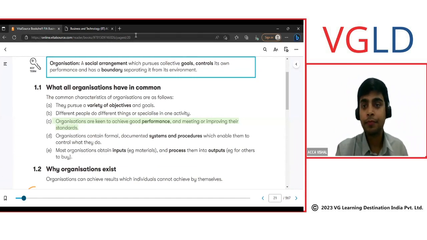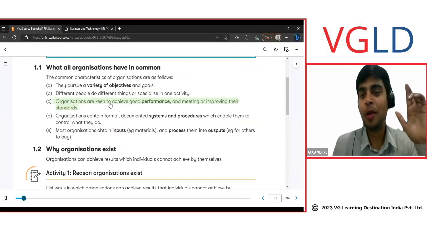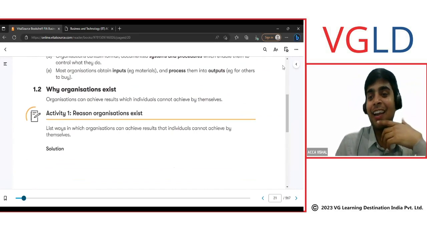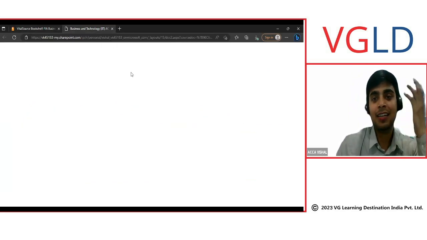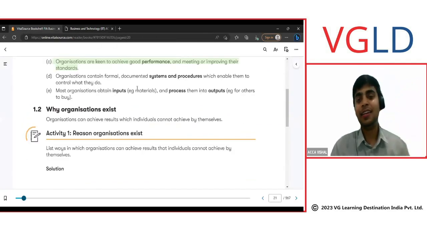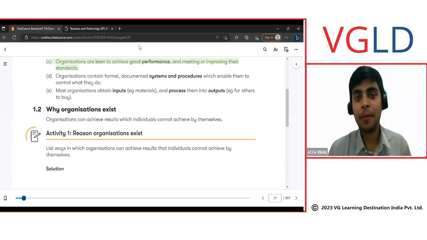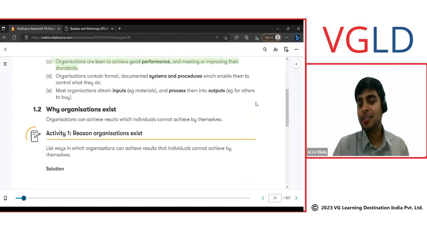Anyone? Okay, I'm just moving it. I'm crossing my fingers that now my PPT is starting. Okay, why do organizations exist? Can anyone tell me? Why do organizations actually exist? It's still not working, so irritating. I promise this will not happen tomorrow. I'm not sure why it's happened.